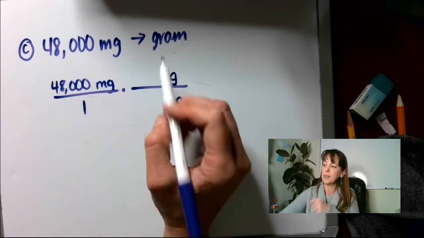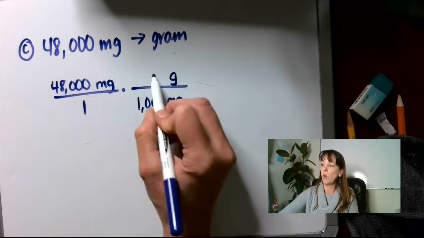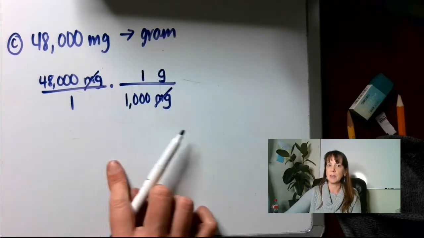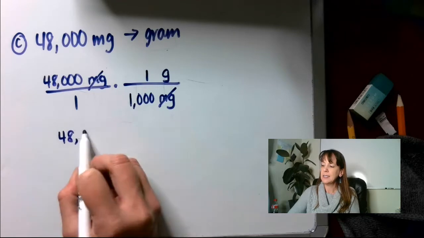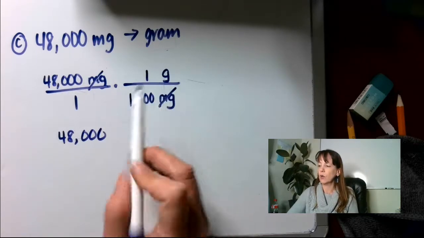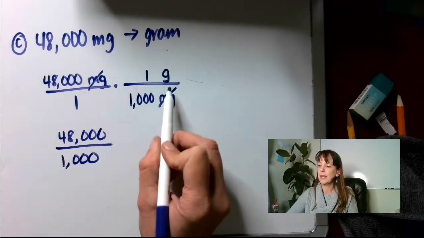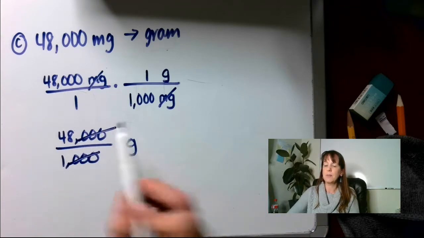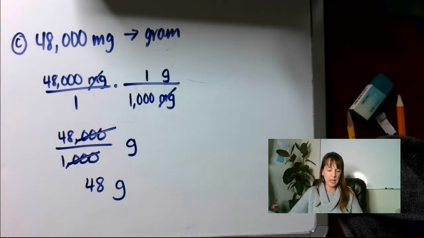Looking at our chart, we notice that there are 1,000 milligrams in 1 gram. These cancel out. I'm going to write down here so that I have more room. What I have is 48,000 up top, 48,000 times 1 is 48,000, and on the bottom I have 1,000, and the remaining unit is grams. Well, I can just lob those zeros off, and I get 48 grams.